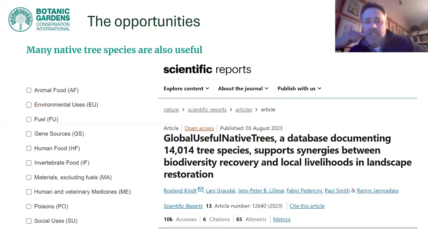So, what are the opportunities? Well, one opportunity is the fact that many native tree species are also useful. We've got this wonderful database produced by Roland Kint and the ICRAF team showing that we have 14,000 tree species they list there on that database, which are also useful to people and to livestock. So there are win-wins where we can plant native species, good for biodiversity, but also good for people.